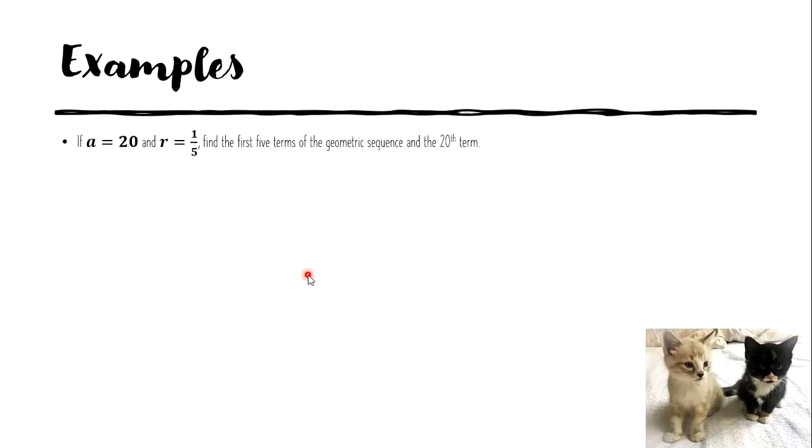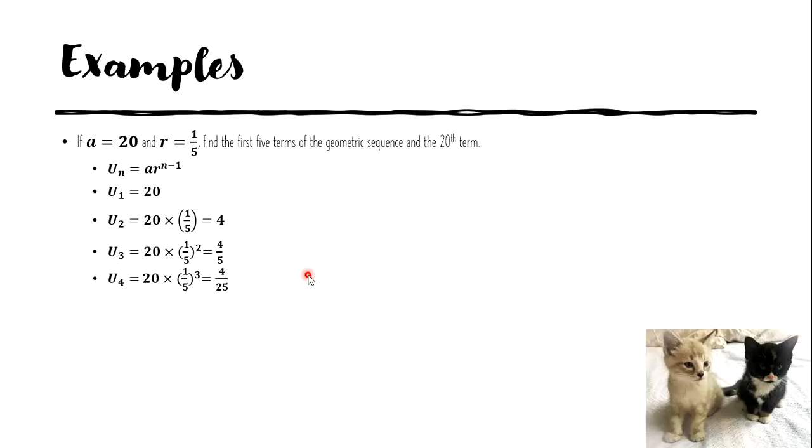Okay, examples. If a equals 20 and r equals 1/5, find the first 5 terms of the geometric sequence and the 20th term. So, as you know, u of n equals ar to the n minus 1. We know that u1 is 20. So u2 is going to be 20 lots of 1/5, which is 4. u3 is going to be 20 lots of 1/5 squared, which is 4/5. u4 is going to be 20 lots of 1/5 cubed, which is 4 over 25. u5 is going to be 20 lots of 1/5 to the 4, which is 4 over 125.